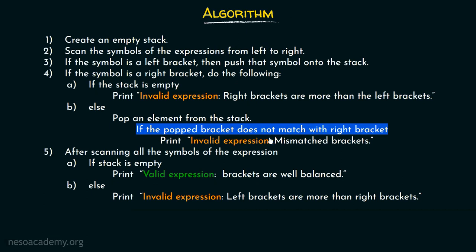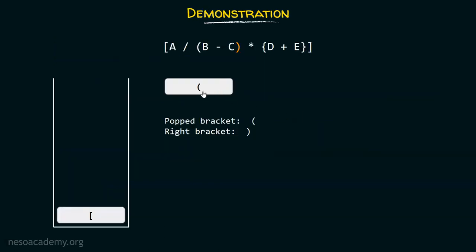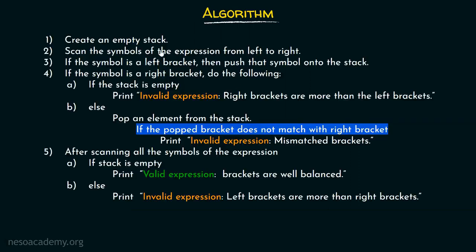If the popped bracket does not match with right bracket, then print invalid expression mismatch brackets. Here you can clearly see this, that popped bracket is actually an opening round bracket and right bracket is actually a closing round bracket. These two are matching. Isn't that so? They are matching. Why I'm saying they are matching? They are of same type. This is a round bracket and this is also a round bracket. It is clear that they are matching. Hence, we cannot say that this expression is an invalid expression up to this point. Okay? Therefore, we must continue to scan the symbols of the expression from left to right.